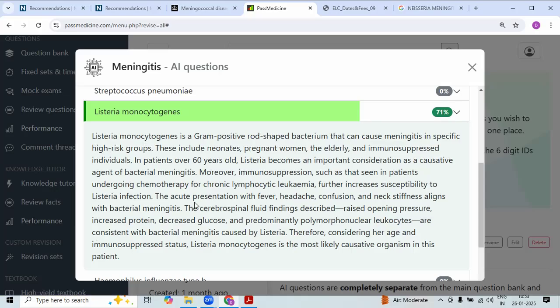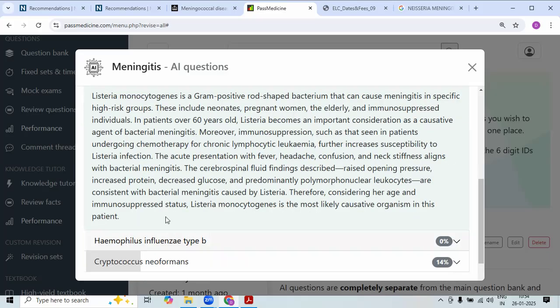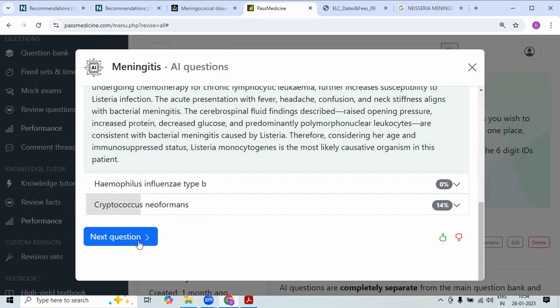when you're dealing with high risk groups, and these include the neonates, pregnant, elderly, and immunosuppressed individuals. So in patients over 60 years, Listeria becomes an important consideration as a causative agent. And moreover, immunosuppression such as that seen in patients undergoing chemotherapy for CLL further increases susceptibility to Listeria. And the CSF finding describes raised opening pressure, increased protein, decreased glucose, predominantly polymorphonuclear leukocytes. And therefore, considering her age, you will select Listeria.